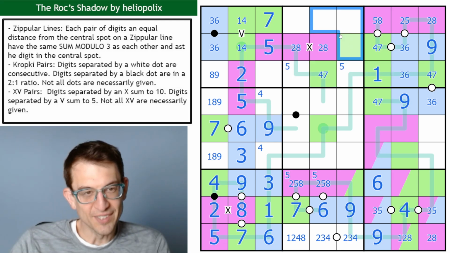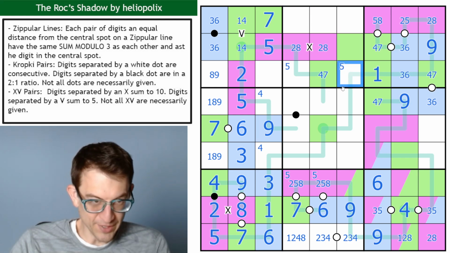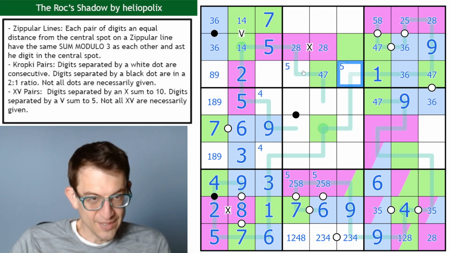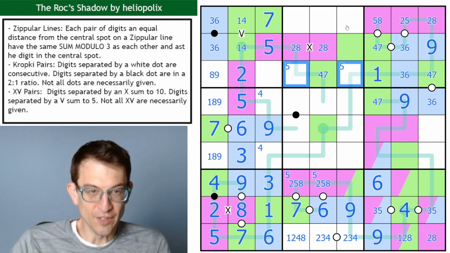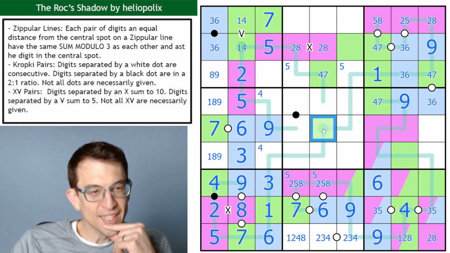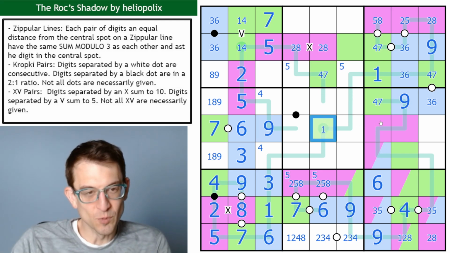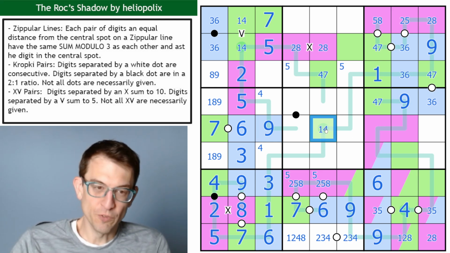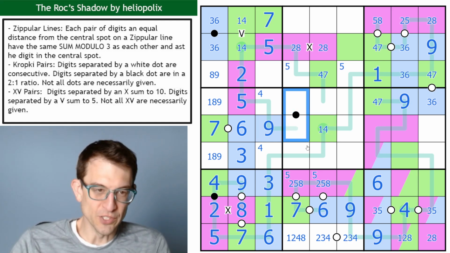One doesn't have to go in any place in particular. This is a blue-pink pair. Oh, I already knew these were blues and greens. Okay. Still, that felt useful. This is 1 or 4. Oh, this is 1 or 4. That does put a little bit of pressure here.